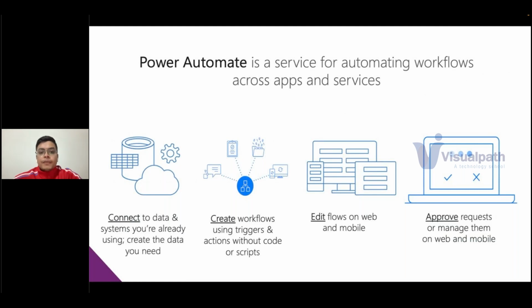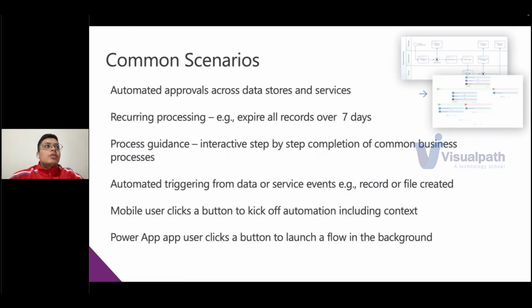Okay. So, if I talk about common scenarios, suppose you are working in a company and you have a lot of emails coming. What you can do there, whenever an email arrives in your inbox, is automate the process, and that email you can store either in one of your databases, or you can ping the message in Teams. So this could be one scenario.